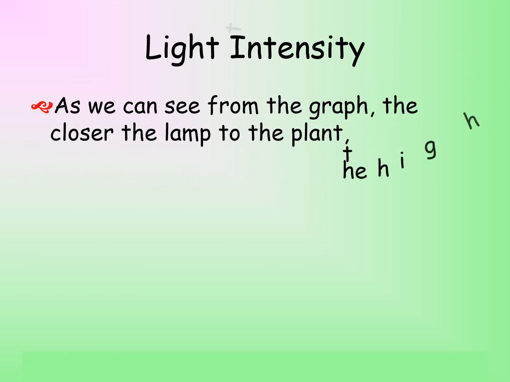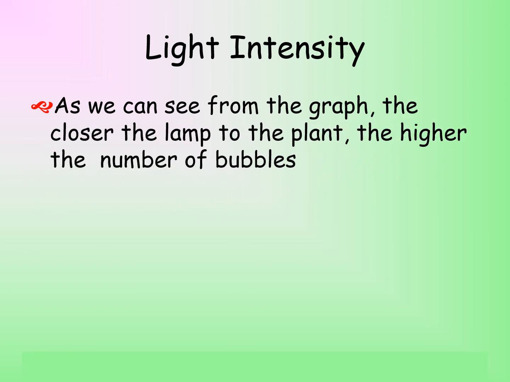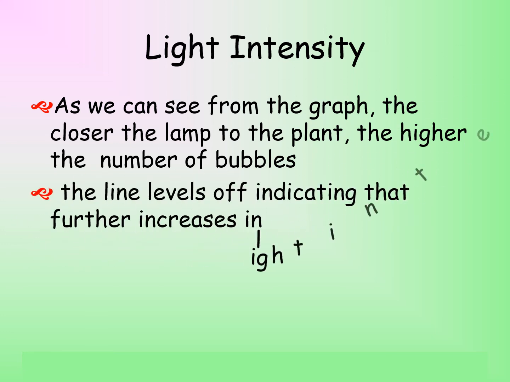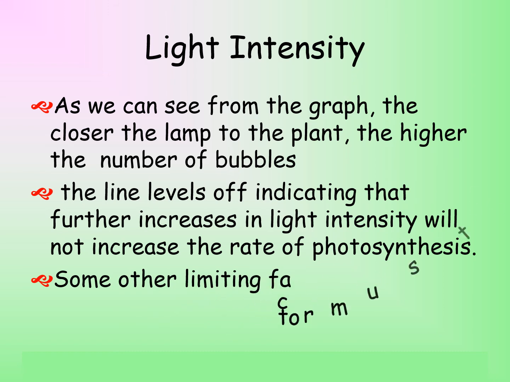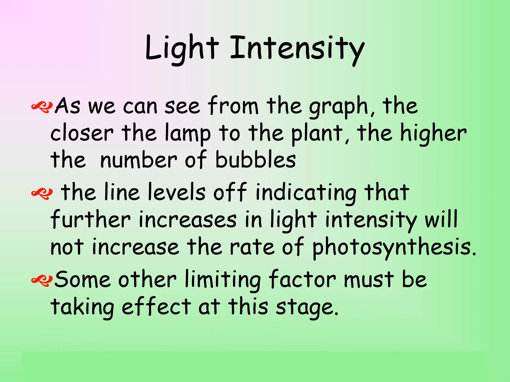So as we can see from the graph, the closer the lamp is to the plant, the higher the number of bubbles. The line levels off, indicating that further increases in light intensity will not increase the rate of photosynthesis. So some other limiting factor must be taking effect at this stage.